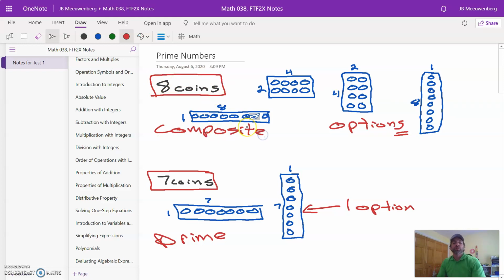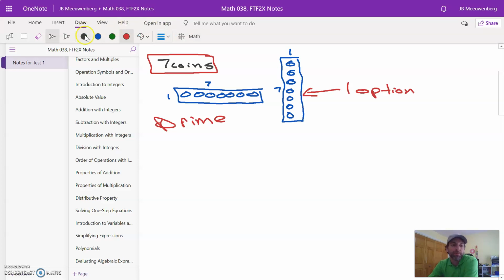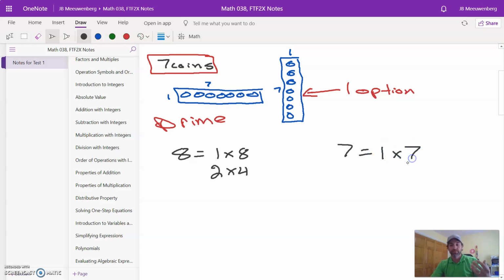Composite. So the idea of prime numbers really comes down to, here's this word again, factors. How many factors does the number have? Because if you recall, factors are the things that can multiply together to make the number. 8 could be equal to 1 times 8 or 2 times 4, right? That's what those rectangles represent. 7 could only be represented by 1 times 7. Numbers like this are called prime.